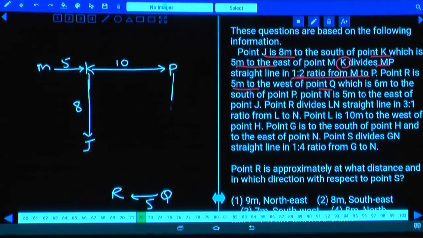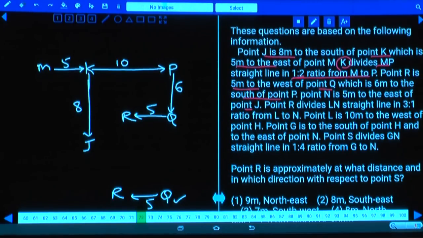R is 5 meters. The distance between K and P is 10, and here this is only 5 meters. We have taken this information. And Q is 6 meters to the south of P. N is 5 meters to the east of J. N is 5 meters.